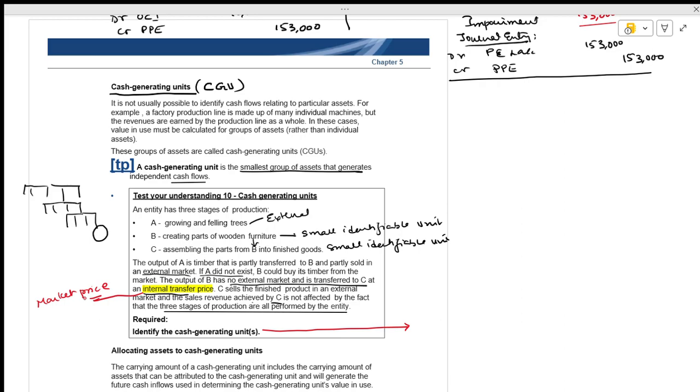based on the information provided, A, B, and C, it is our assumption that B and C are the smallest units as such, and those are going to be identified as cash generating units as such.